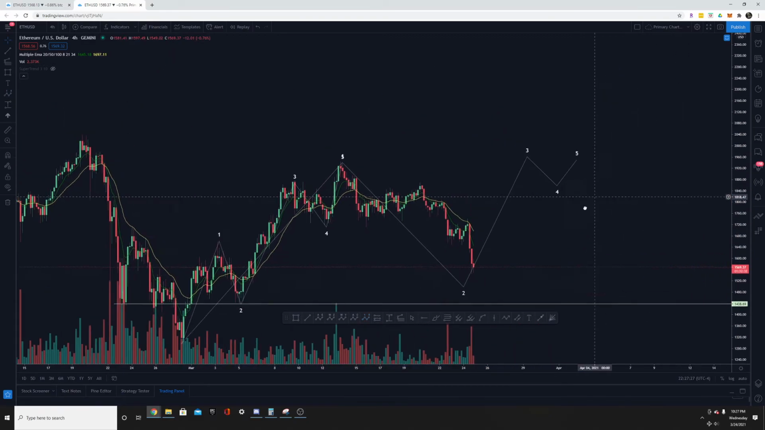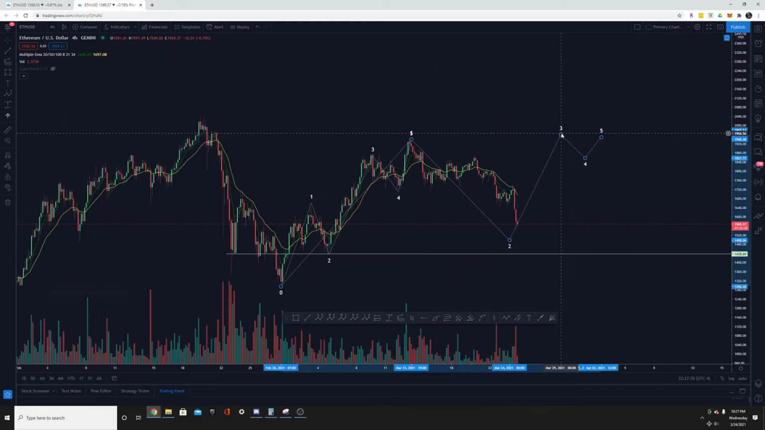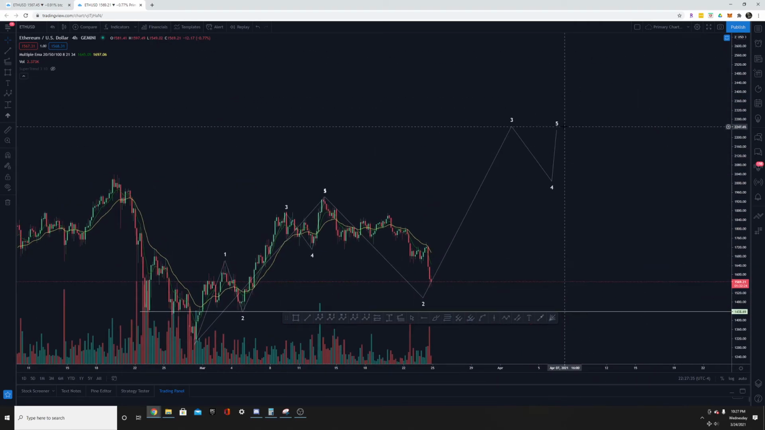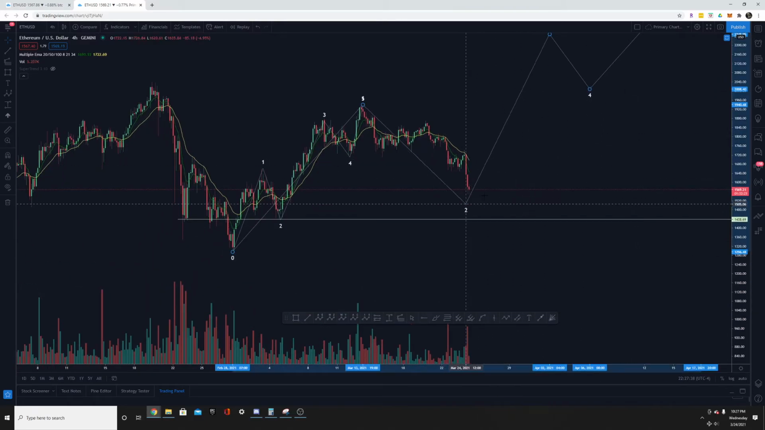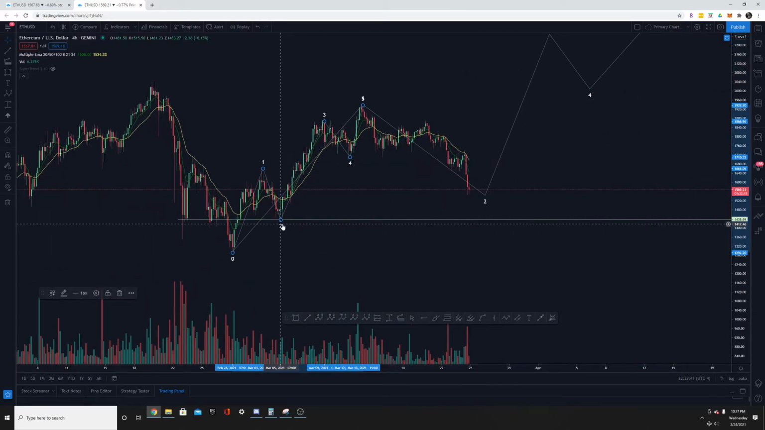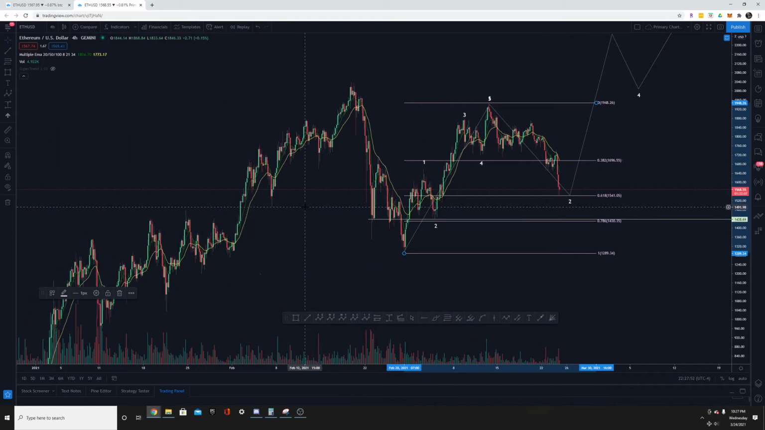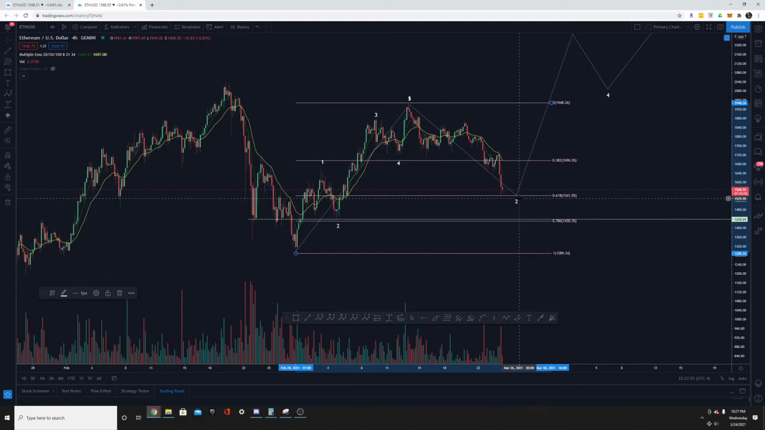Now we're waiting for the large degree 2 to finish. So where can we expect that? Right now it's already in the golden zone, so it's not bad to start laddering entries here. This is not financial advice, it's just for educational purposes. I'm just looking at it, but it can come as low as here, and then it's not bad for a bounce. It should bounce.